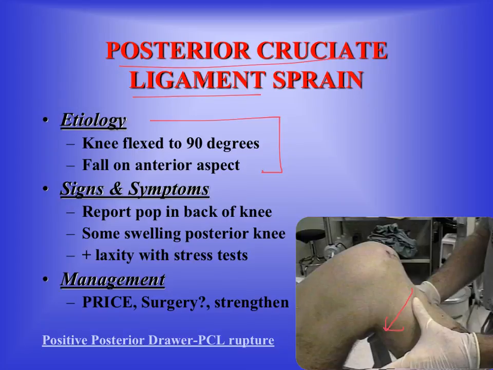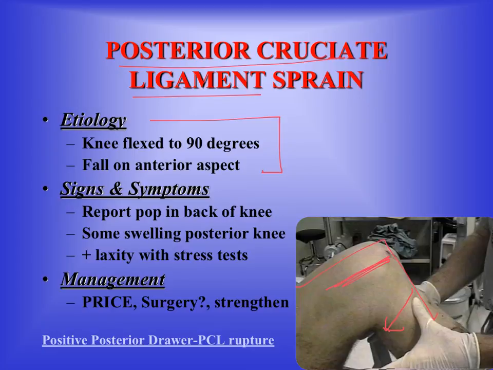So the tibia sliding backwards on a stable femur, okay? So how do we injure that? Well, first thing, the knee needs to be at 90 degrees and then you have to fall on it, right? And by doing that, you basically stretch the PCL and cause injuries.